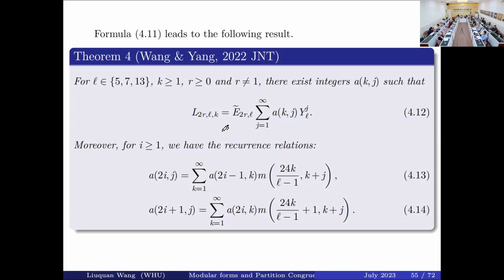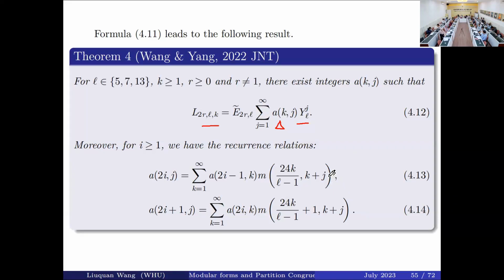We find that there exist integers a_{k,j} such that the generating function L_k can be written as E_{2r} times a polynomial in Y_L. And also for the coefficients a_{k,j}, we can find their recurrence relations. So this means all these coefficients can be explicitly calculated. So we know all these coefficients.